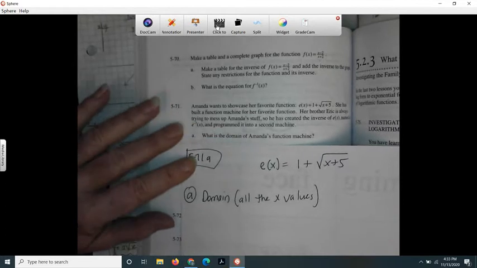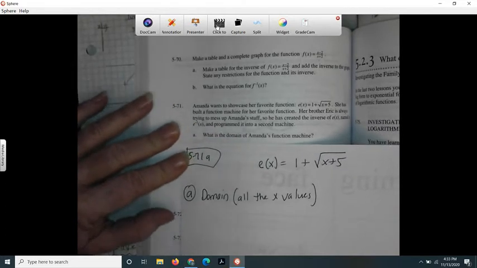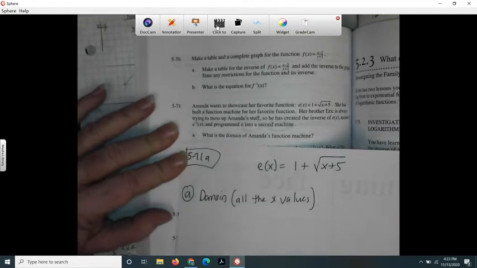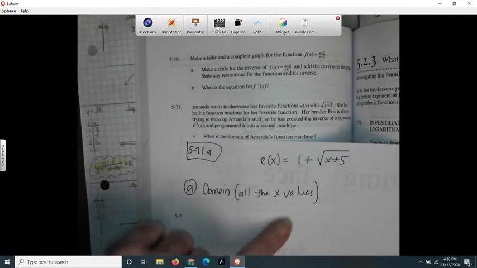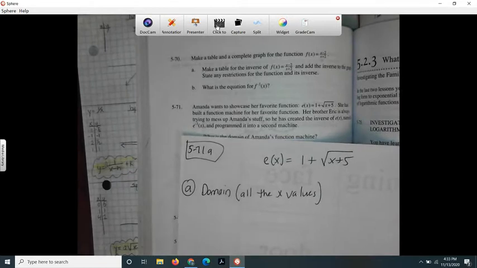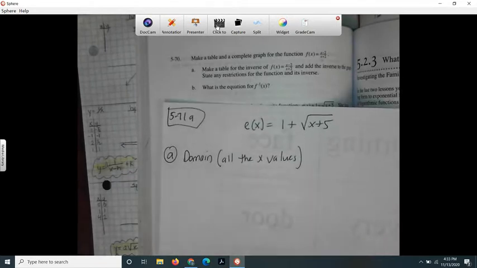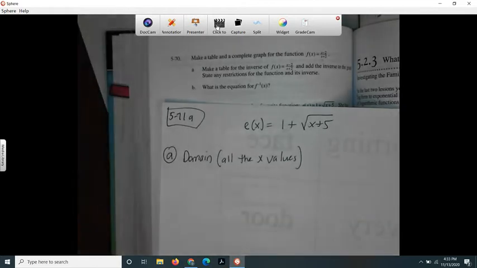Well, letter A is the only one I'm going to do right now, and it says, what is the domain of Amanda's function machine? So domain is all the x values. They didn't ask us about range, but range would be all the y values. So I think the easiest way to talk about domain is if we could just look at the graph.